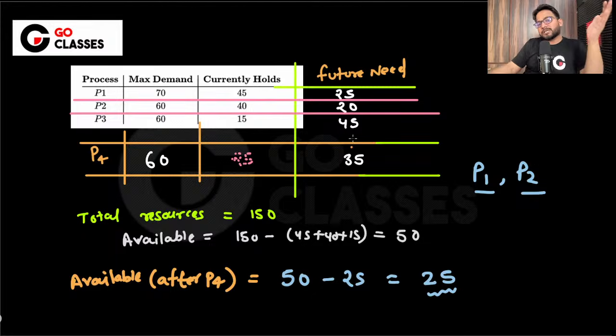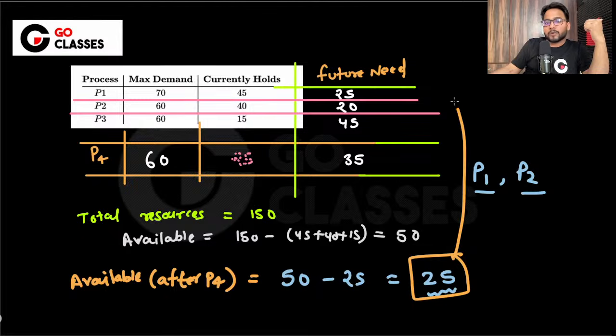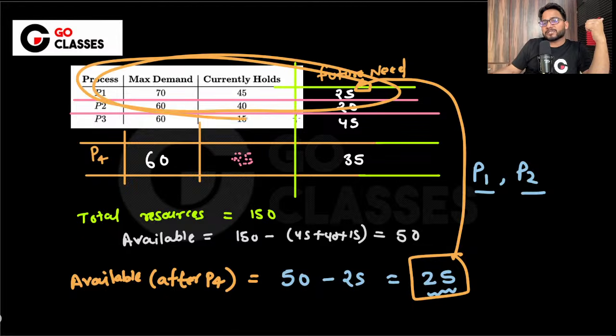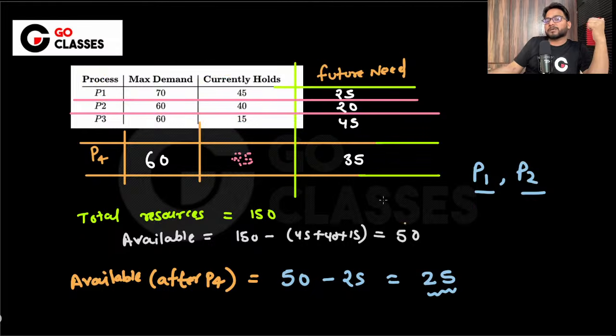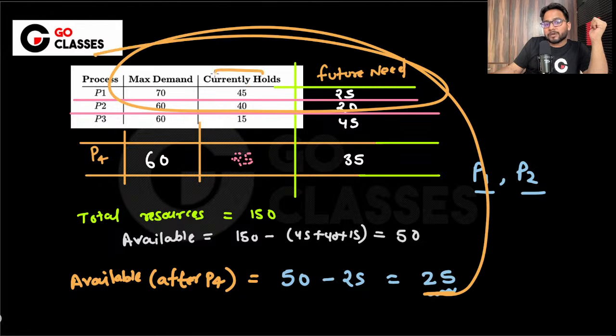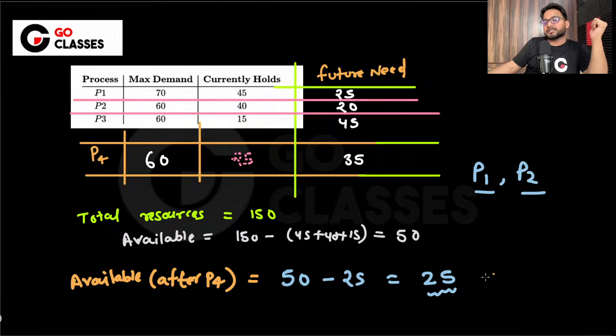You have 25 with you, give all those 25 to P1, and P1 will take some time, but it will eventually finish, right? The moment P1 finishes, it will release this 25, and it will also release whatever it is currently holding. So with this 25, you can finish P1's execution, and P1 will release these 45 also. So after P1 releases, you will get the 25 you already have, right?